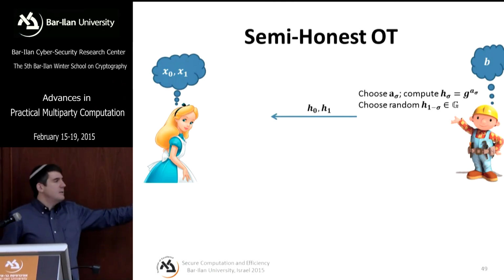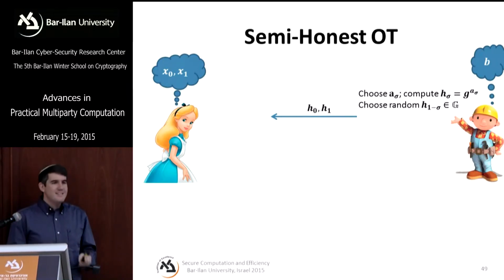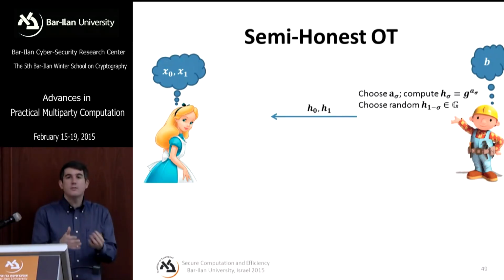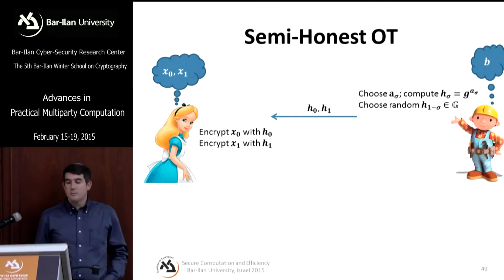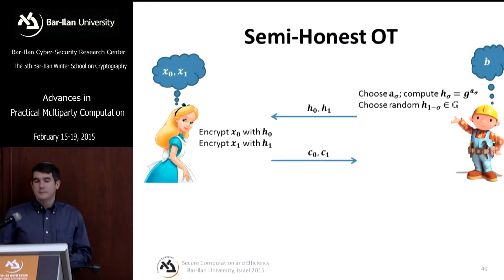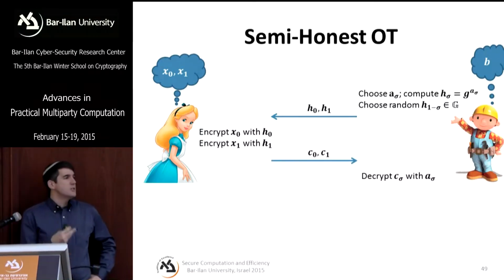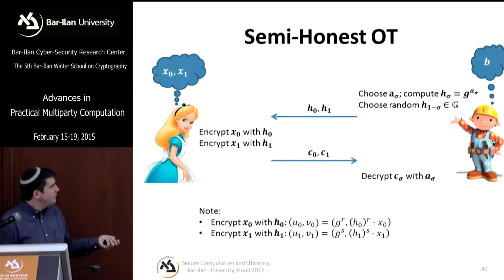Now what's important to understand about H0 and H1 is very simple. Bob knows the secret key for one of them and doesn't know the secret key for the other. Okay? So in ElGamal, that means he can decrypt something which is encrypted under one of the keys, but cannot decrypt something which is encrypted under the other key. So what Alice does is very simple. Alice encrypts x0 with H0 and encrypts x1 with H1 and sends them back to Bob. Bob gets C0 and C1 but can only decrypt one of them, which is the one that he knows the secret key for. Okay, just note that these encryptions are four group elements, U0, V0 and U1, V1.